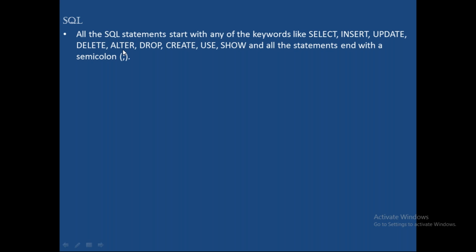Alter. Alter means maybe you have created your table with 3 columns, but you want to add a 4th column. Then you can alter that table. Drop. You want to delete the table itself, not a single column. You want to drop the entire table. Next, create. If I want to create a table, then you have to use create. Use. You will have multiple databases, and you need to tell which database you want to use. Show. Show is basically when you want to show some kind of details about a table. Then you have to go with show, and all the statements end with a semicolon.